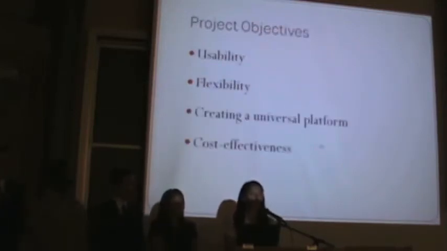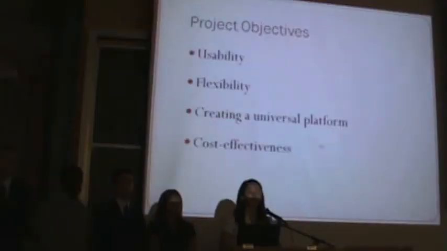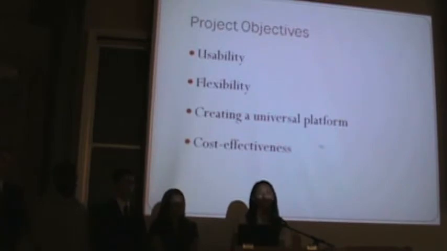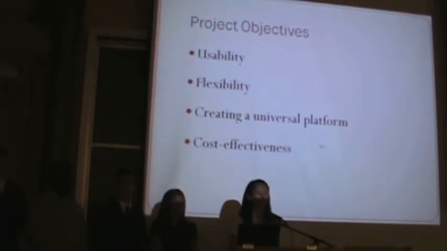So our project has 4 main objectives. They are usability, flexibility, creating a universal platform, and cost effectiveness. Regarding usability, we wanted to create a system that is usable by all people. So that means that you, the technological expert, would be able to program the coffee maker just as easily as your maybe not so technological grandmother. And the concept of speed also falls under usability. We want our automation system to be faster than setting the appliance manually.